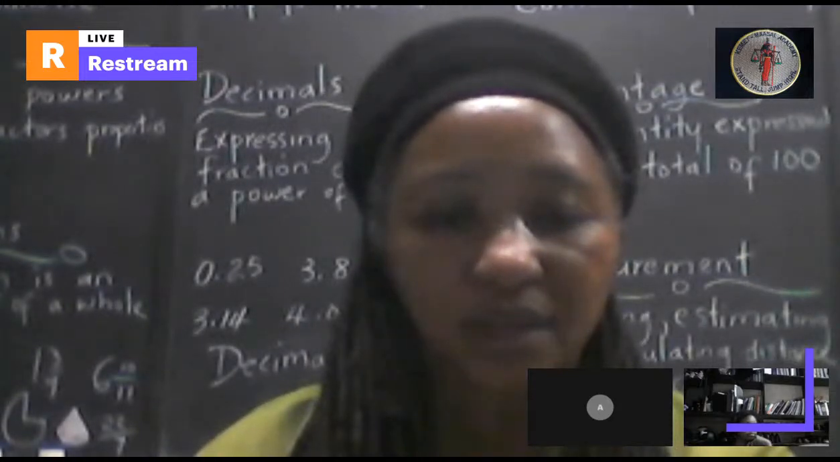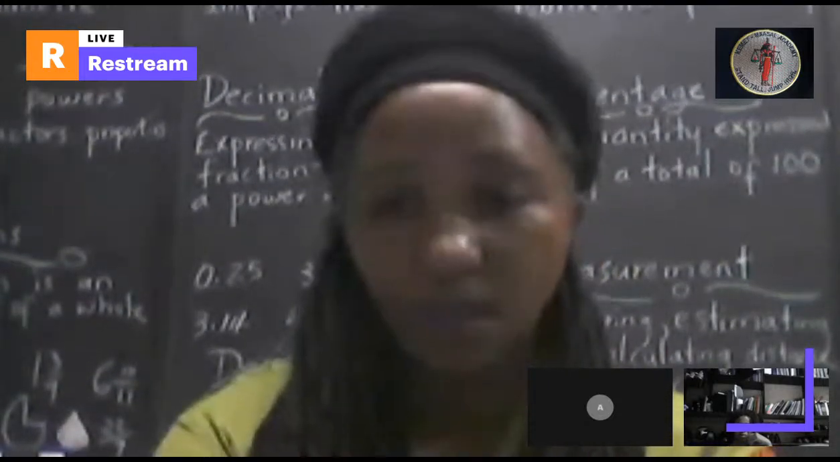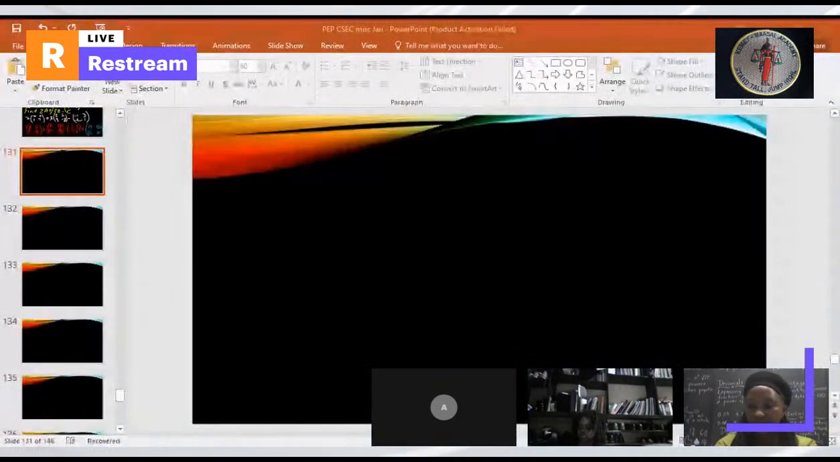So we're solving linear equations. Now there are a number of pointers we need to remember when we're solving linear equations. We need to remember that we want to isolate the variable. We want the variable by itself, and preferably we want the variable on the left-hand side if possible.